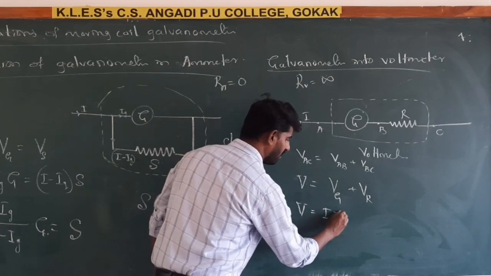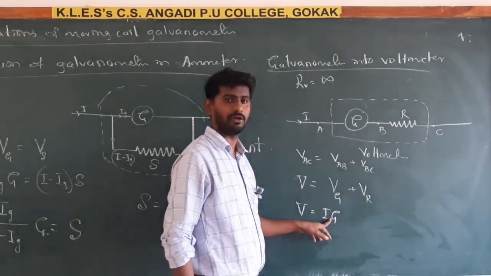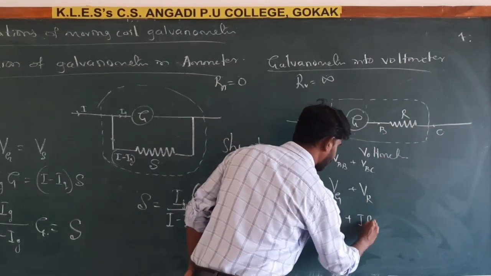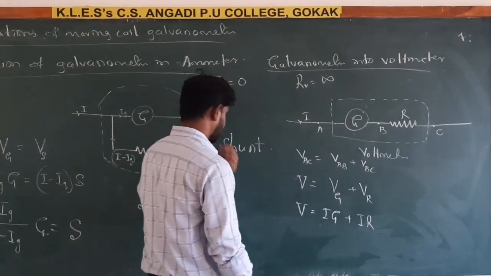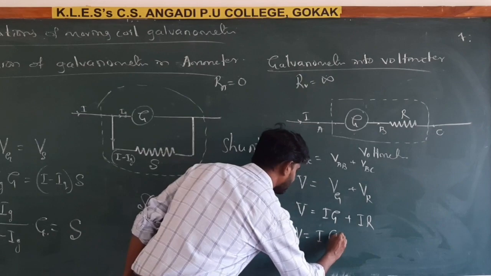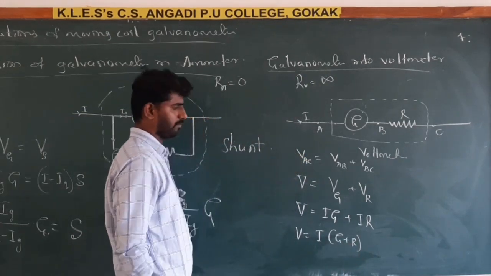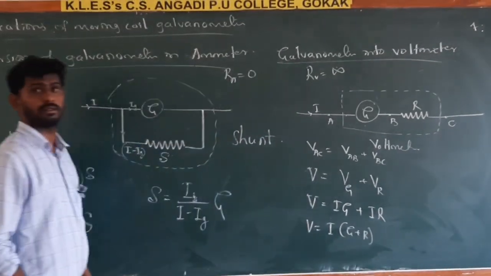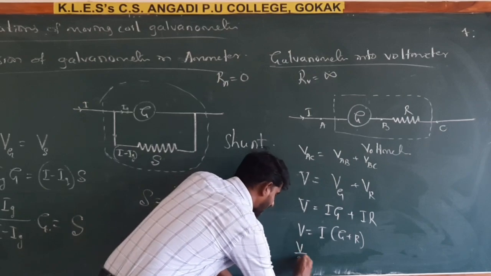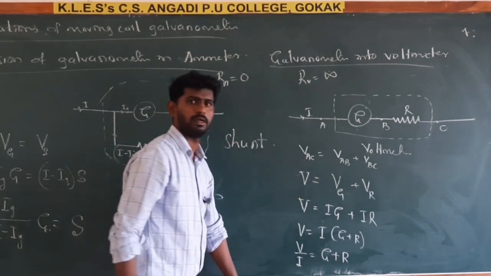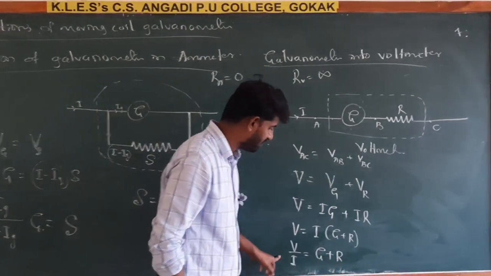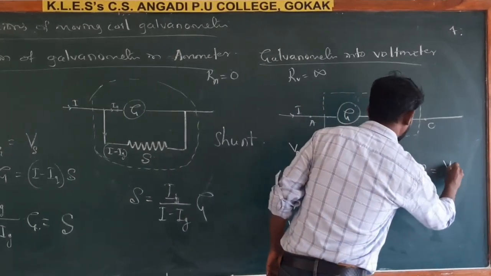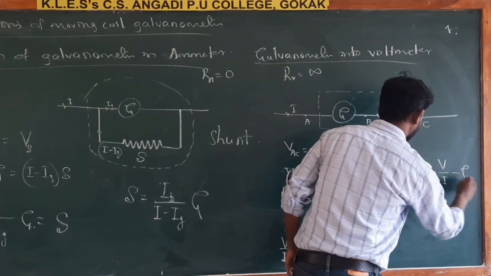I into R, R means resistance. G is the resistance of the galvanometer plus I into R, the voltage in the resistor. V equal to I into R, right? So next V is equal to I, a common factor, times G plus R. Okay, so then you can write it like this: V by I is equal to G plus R. Okay, I want to get the value of R. So take G to this side. So R is equal to V by I minus G.